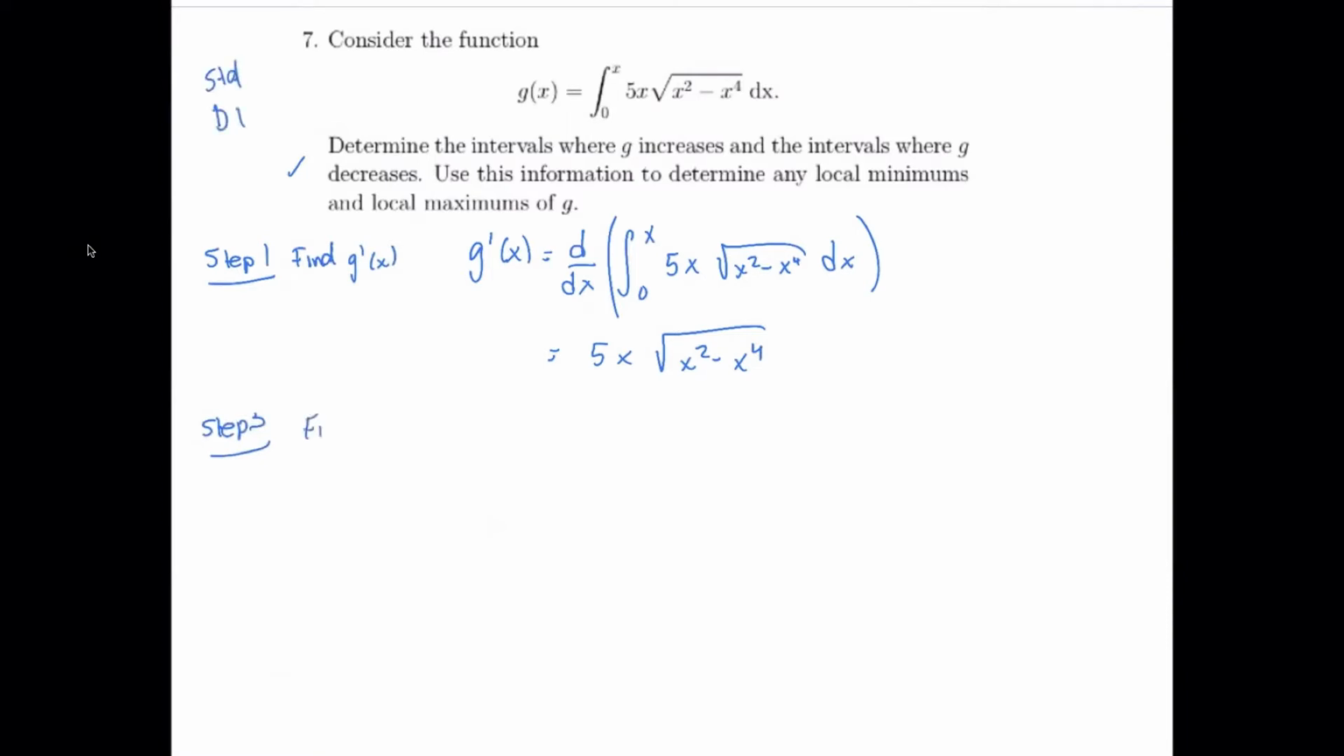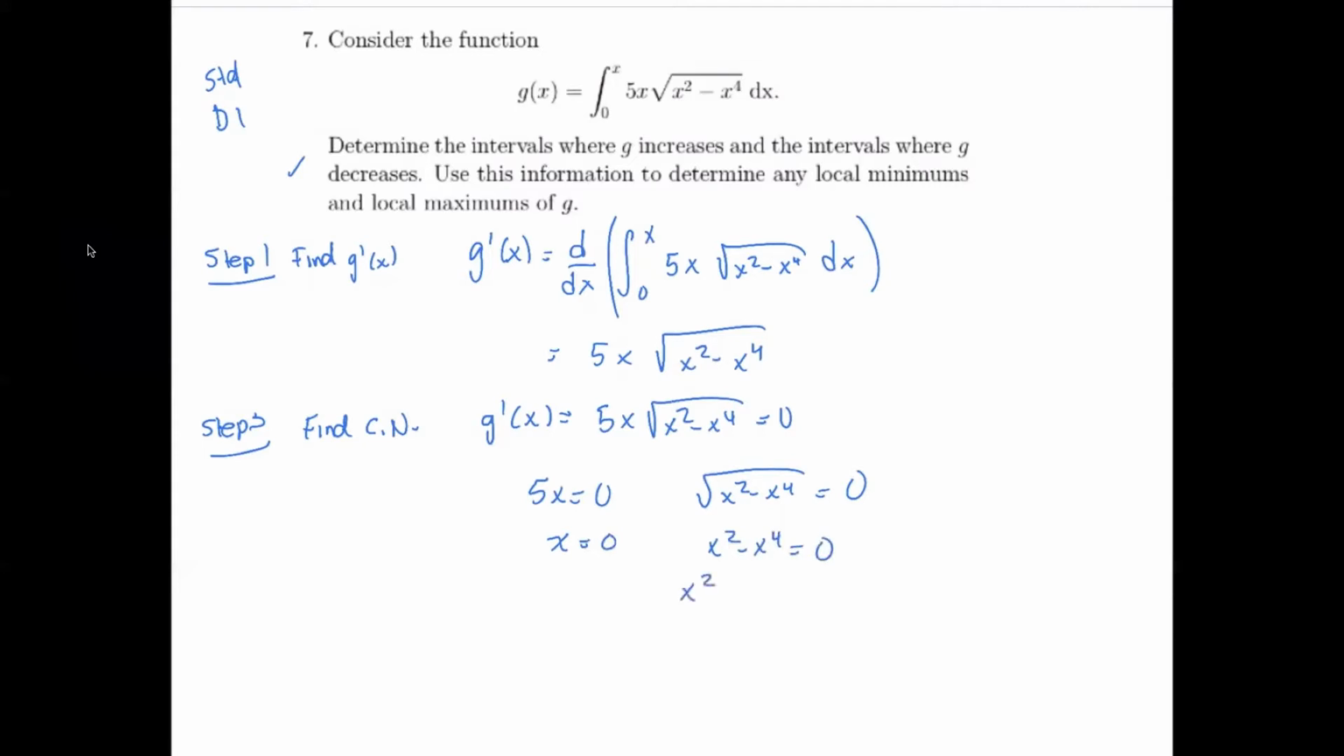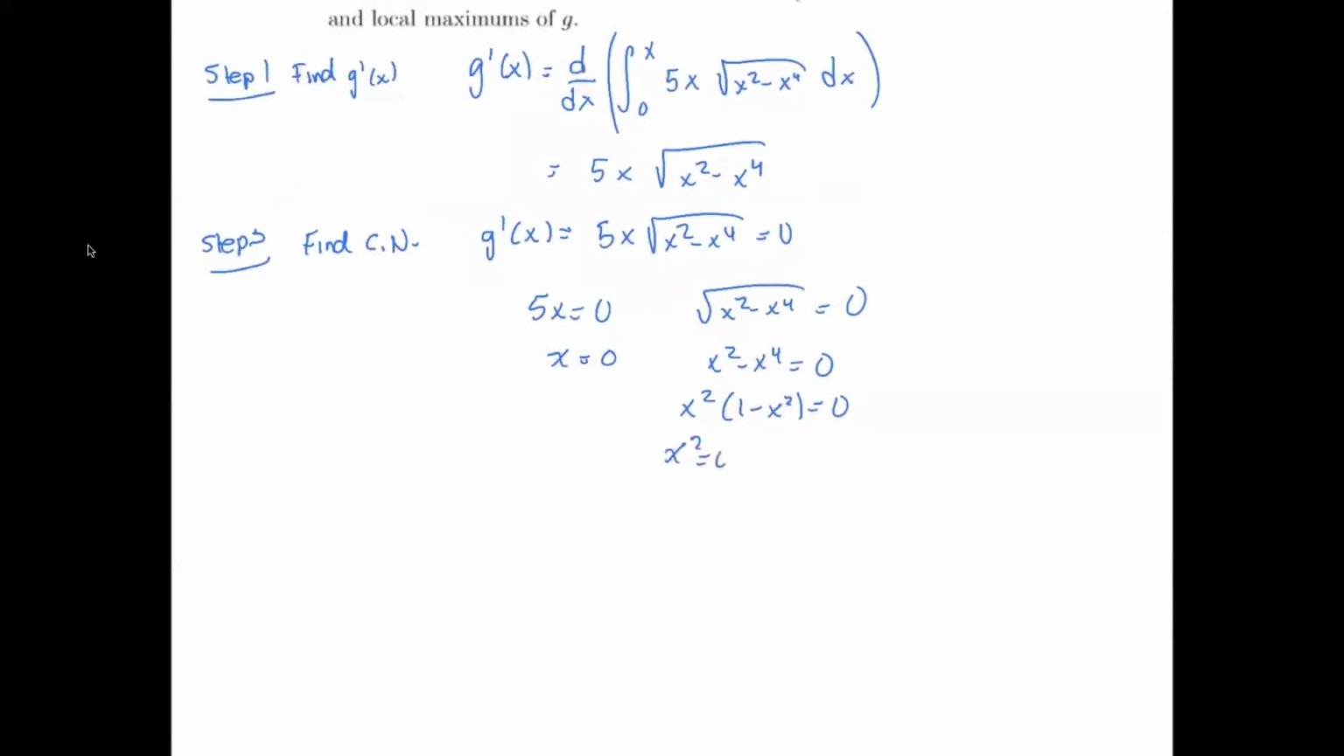Step 2 is to find the critical numbers. You already have the derivative, so now you just set it equal to 0. So you have two things: 5x times the square root of x squared minus x to the 4th is equal to 0. So 5x is equal to 0, or the square root of x squared minus x to the 4th is equal to 0. So x is equal to 0, or x squared minus x to the 4th is equal to 0. I'm going to factor out an x squared, and I get that x squared is equal to 0, or 1 minus x squared is equal to 0. So in essence, x equals 0 or x equals plus or minus 1.